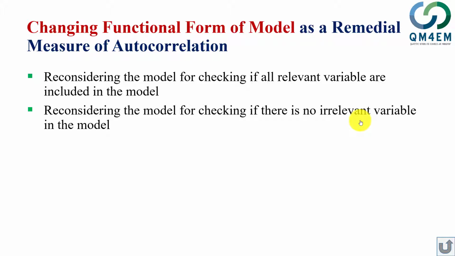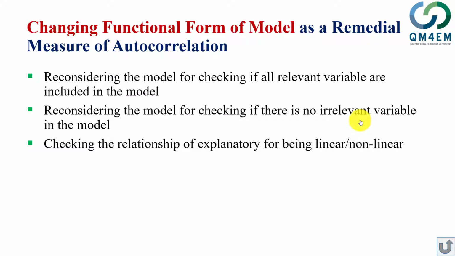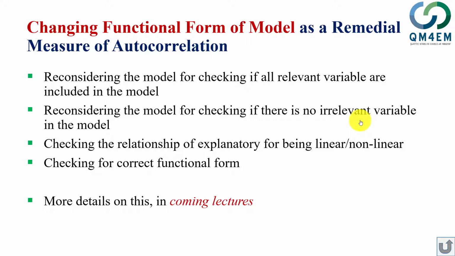Reconsidering the model also means checking that there is no irrelevant variable in the model. That's also a misspecification error, if you include an irrelevant variable, or if you define a linear relationship as non-linear, or model a non-linear relationship linearly. All these may lead to a problem of autocorrelation. So you had better check for the correct functional form. Make sure that all relevant variables are included. How we can do all that is a separate topic, so I will cover it later, once we cover all the remedial measures for autocorrelation.